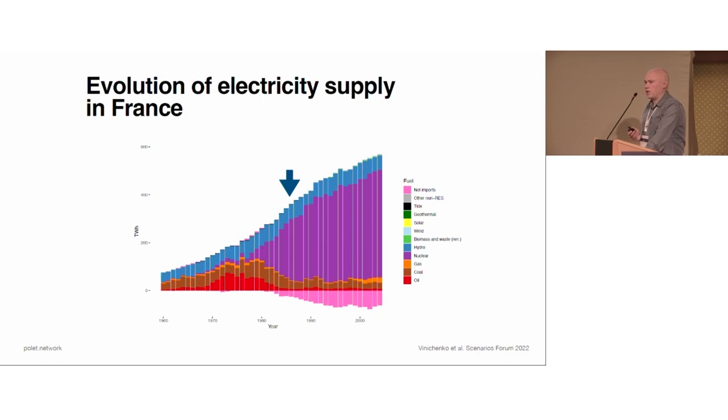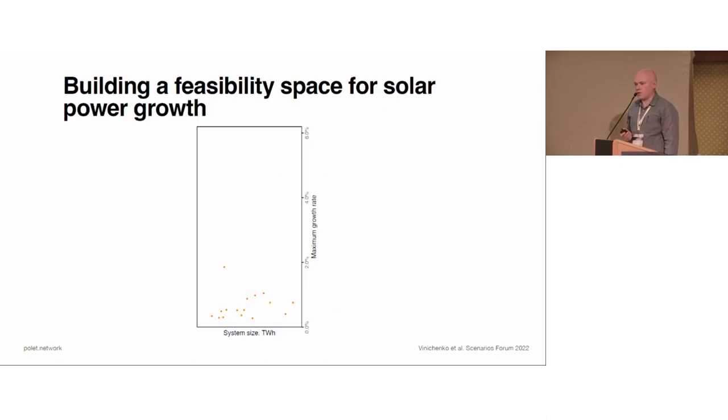But it also drives quite significant growth of total electricity supply. And these three features, rapidly expanding low carbon sources, pushing out fossil fuels, and driving electricity supply, oh, and by the way, it was also politically induced, are similar to what we have in most climate mitigation scenarios, which makes this example relevant. But now let's move on to building our feasibility space.